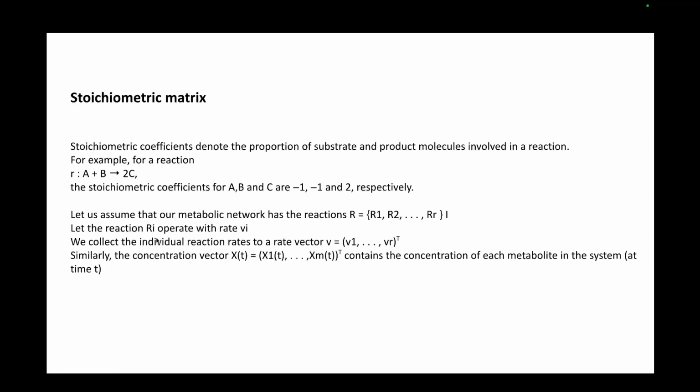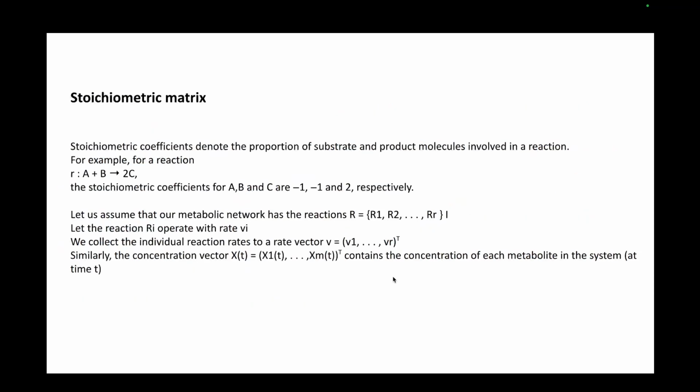Now, let's assume that our metabolic network has, for example, R reactions, R1 to Rn. And if you consider this reaction Ri operating with rate Vi, then your rate vector, which is given by V, will consist of all the rates of those particular reactions. So each row will correspond to a particular reaction, and in your column you will have all the rates as a vector. Similarly, you can do for the concentration vector: a vector of all the concentrations of X corresponding to the particular rates.